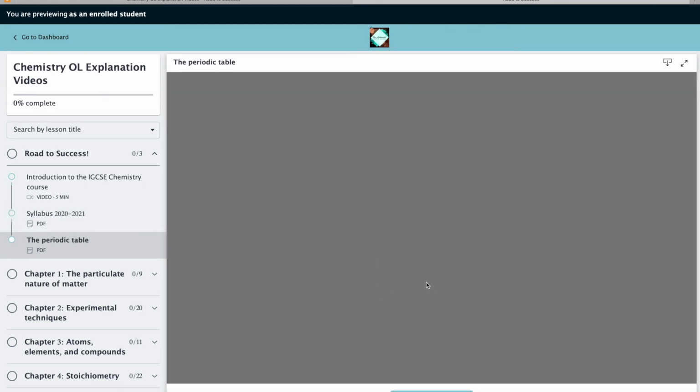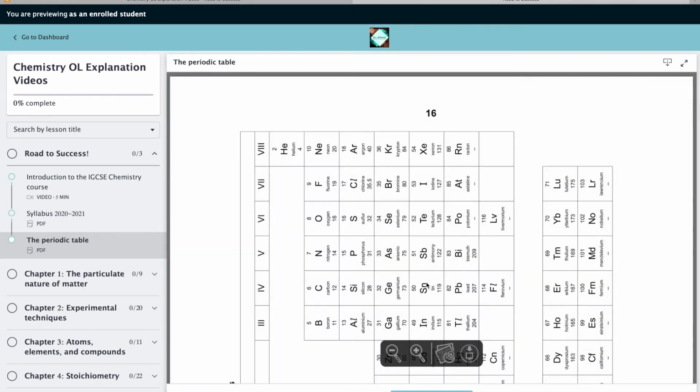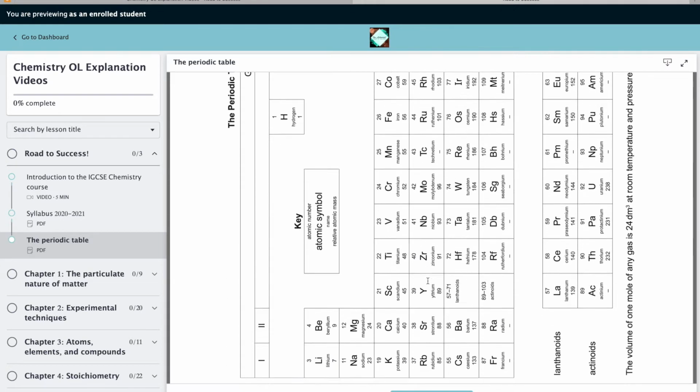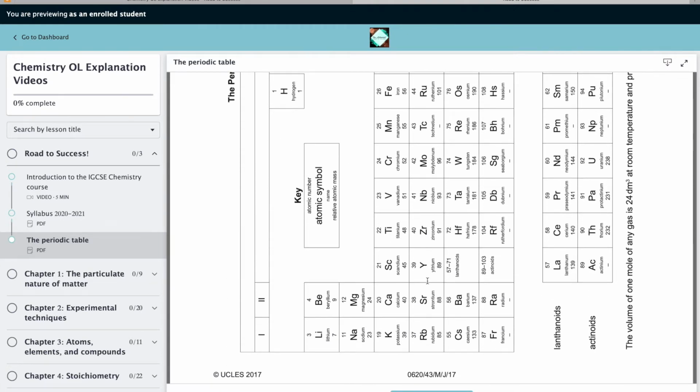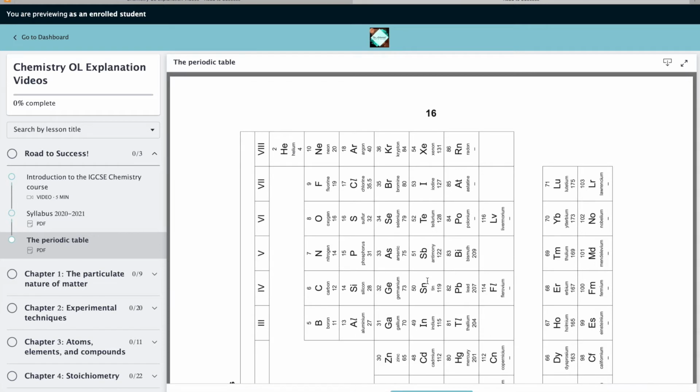Please print the periodic table and have it in front of your desk, because this is really important. You're going to refer to it many, many times. And you know what? It is available on your exam. So don't worry, you don't have to memorize all of these elements. It's going to be available for you on the exam.